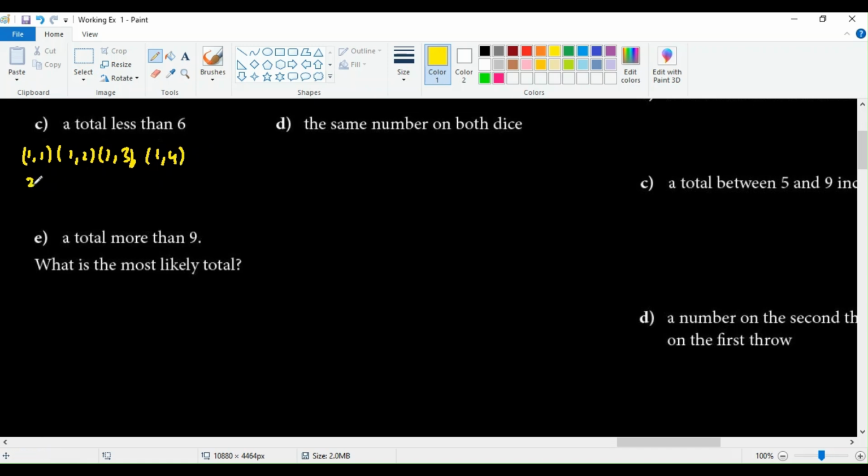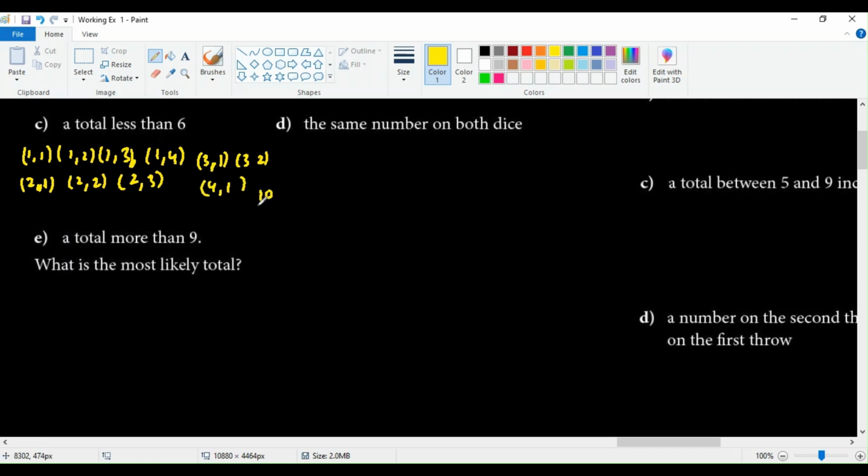So next is 2 and 1, first possibility. Then comes second, 2 and 2. Third possibility is 2 and 3. And next comes 3 and 1. This gives you 4. Then comes 3 and 2. Then comes 4 and 1. These are all the possibilities of having a total less than 6. So the total count is 10.